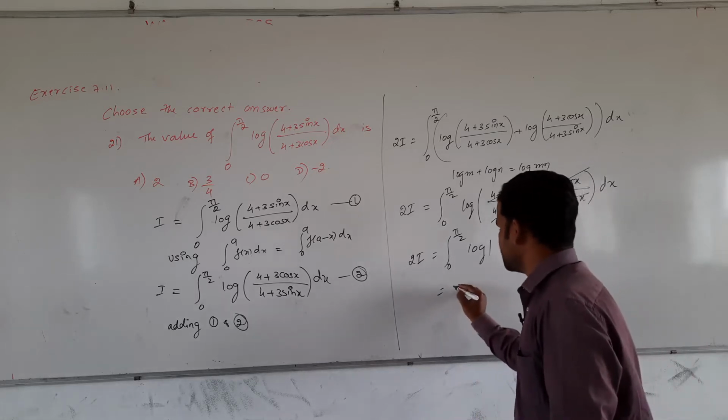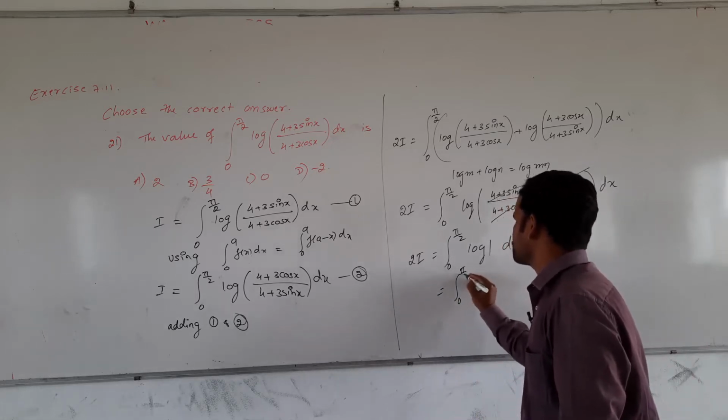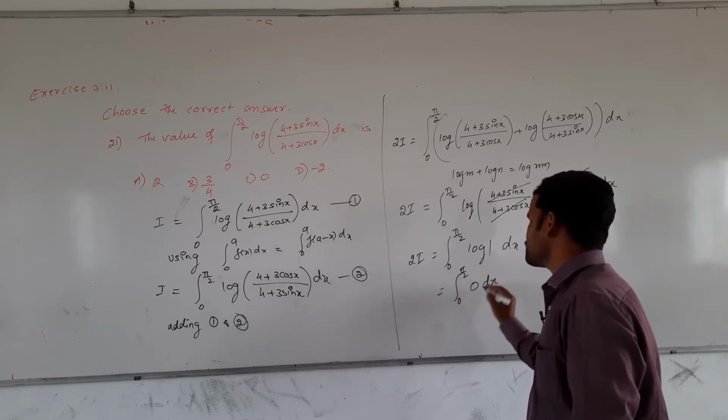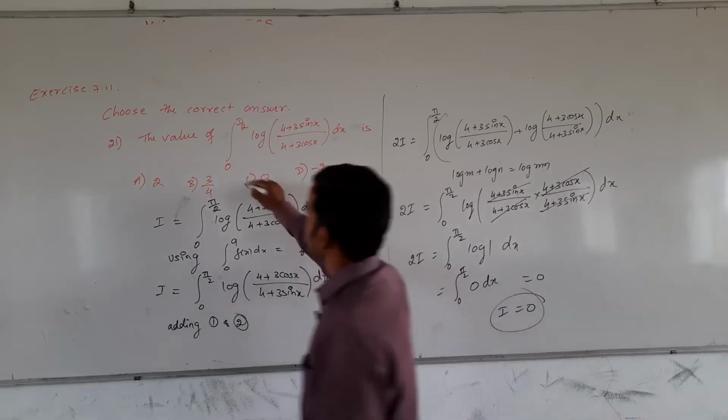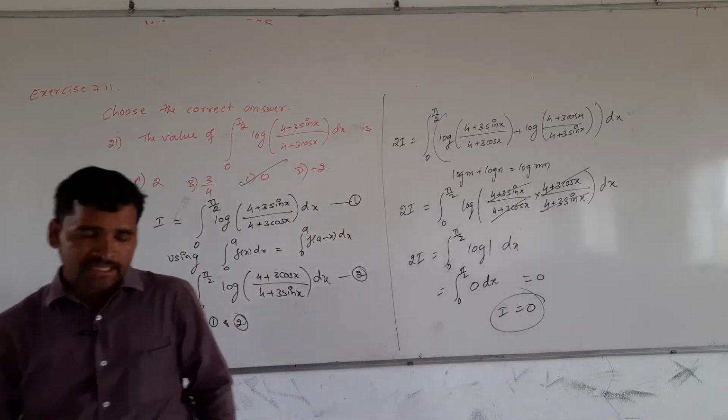So, the integration from 0 to pi by 2 of 0 into dx is 0. 2i is equal to 0, then I is equal to 0. Option C is correct. Okay.